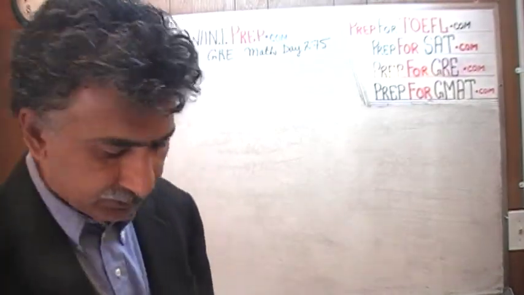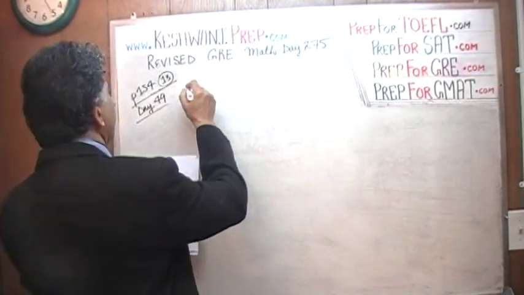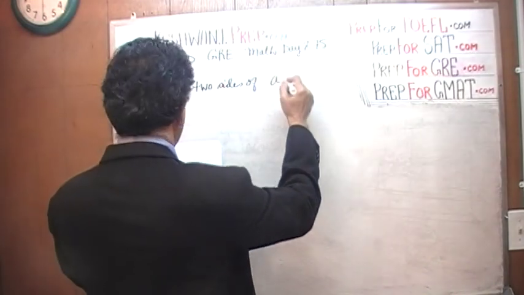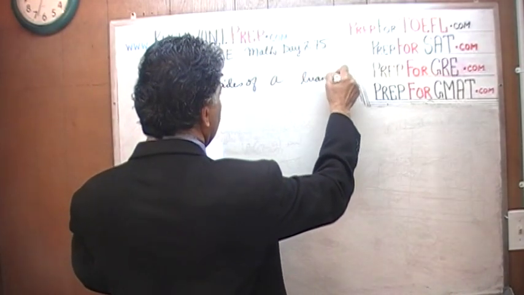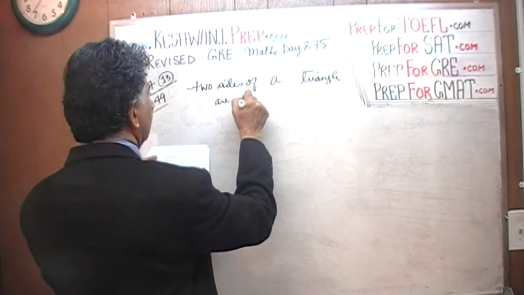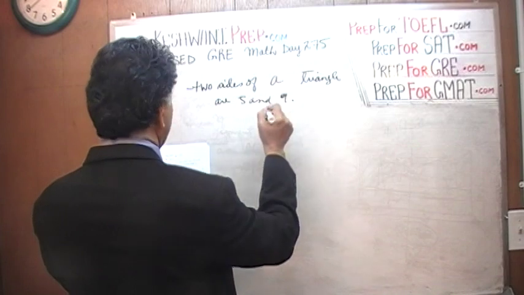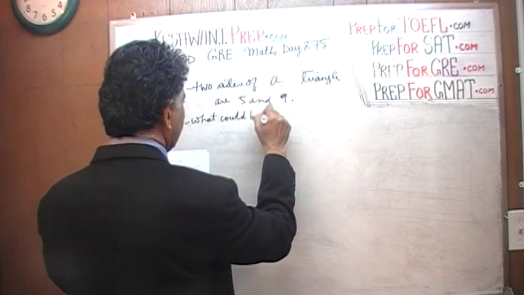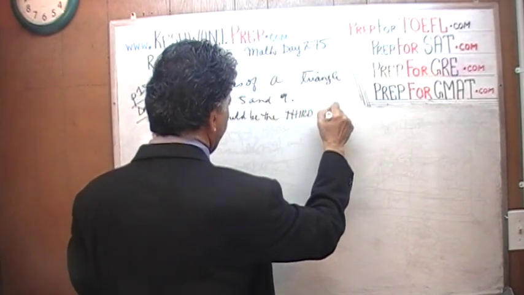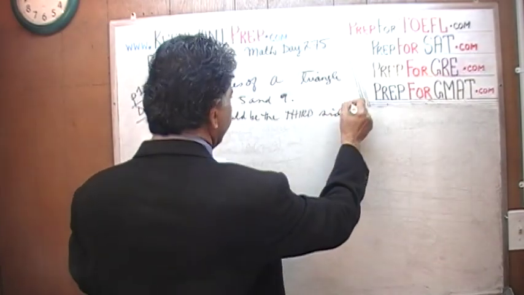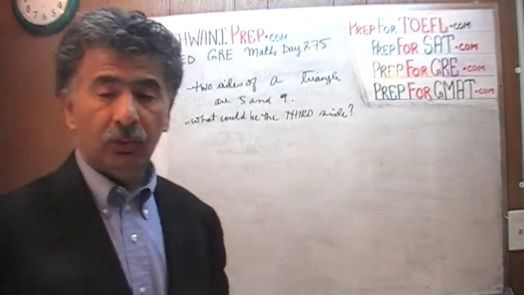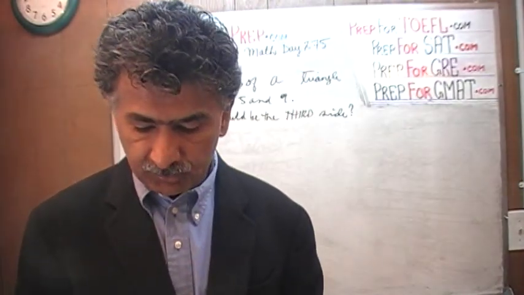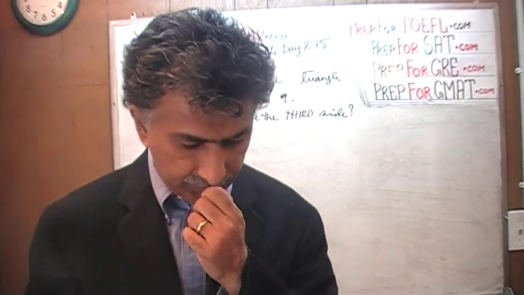The question is very straightforward, number 13. We are told that two sides of a triangle are 5 and 9, and the question simply is, what could be the third side? That's all they're asking. We are told that we have a triangle whose two sides are 5 and 9. The question is, what could be the third side among the choices that are given to us?